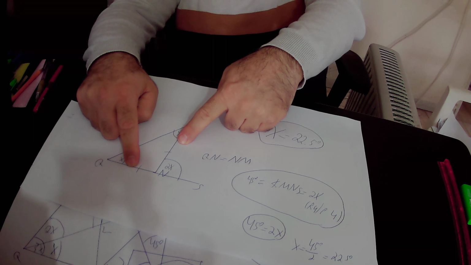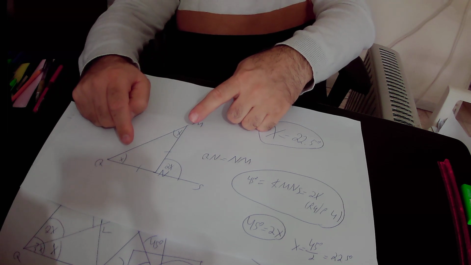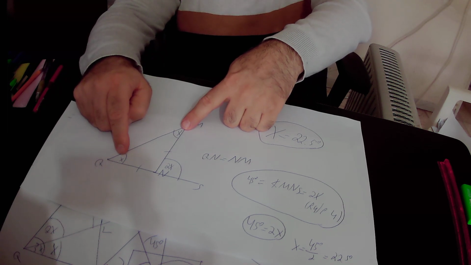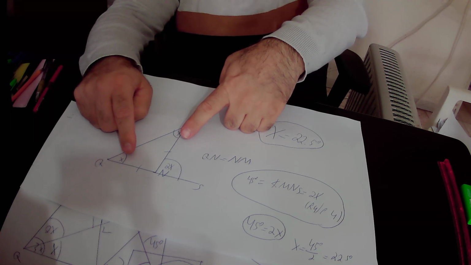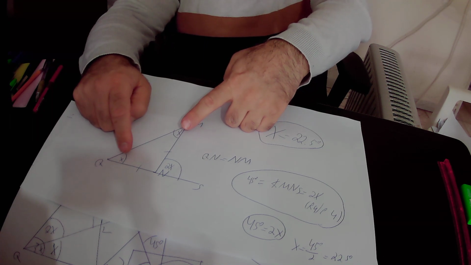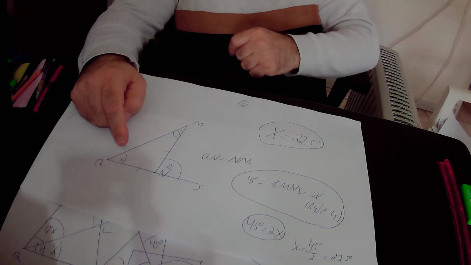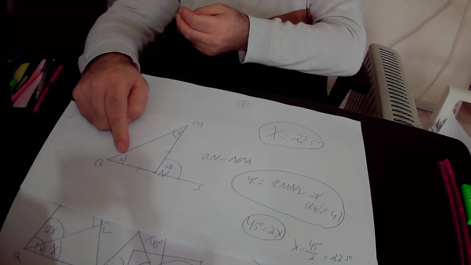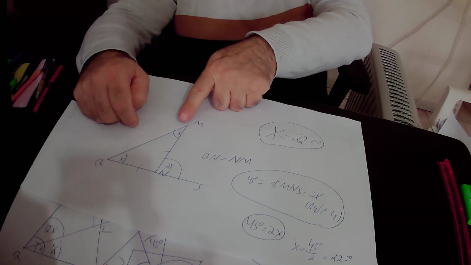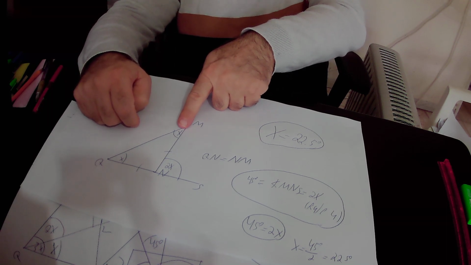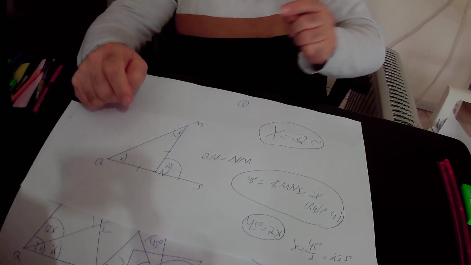and according to the rule that in front of equal sides in the triangle there are equal angles, those two angles must also be equal to each other because they are located in front of the equal sides. But we know that this angle is equal to x. Therefore this angle must also be equal to x because those two angles are equal to each other.